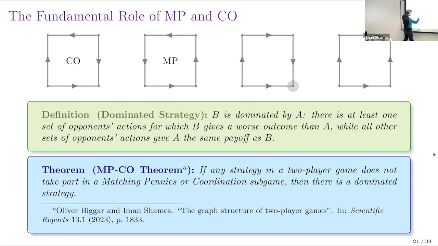Now, just a refresher on the dominated strategy, what it means. If I have two strategies, A and B, we say B is dominated by A if there is at least one set of the other player's actions for which B gives a worse outcome than A. The other ones can be the same. So just dominated by the other action.